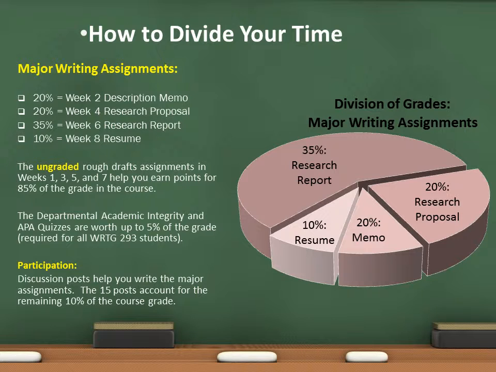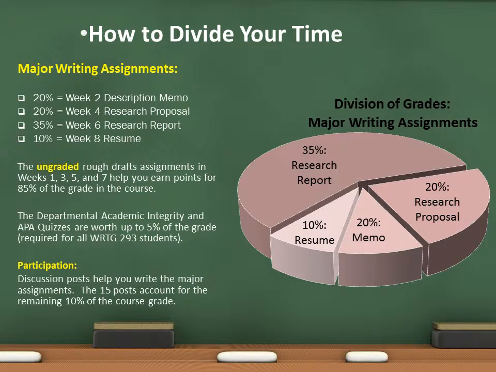This is perhaps the most important slide in this presentation, and it's the only place in the course where you see everything visually to help you divide your time, to allocate your time. Look at the pie chart on the right side of the screen. Notice that 55% of your grade is in the major project, the research report. It's divided into 20% for the research proposal, where you suggest your topic and how you will go about setting up the research project. And 35% is the research project, the report itself.